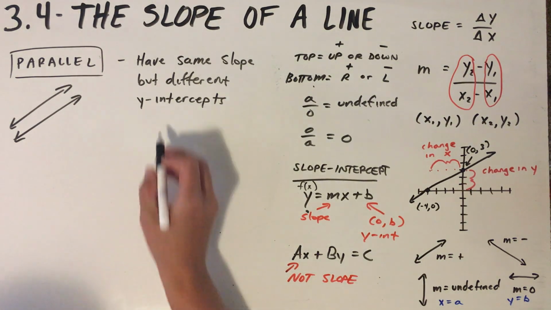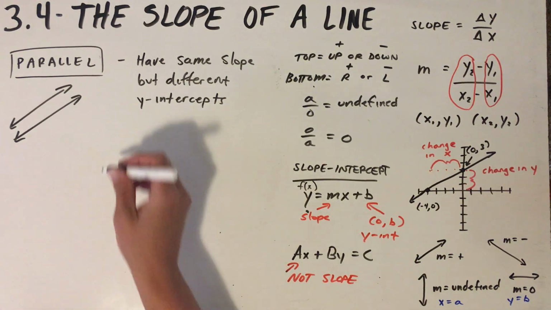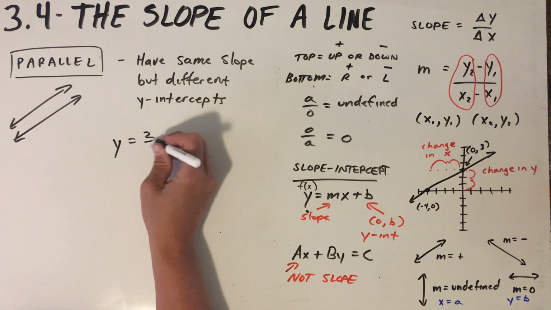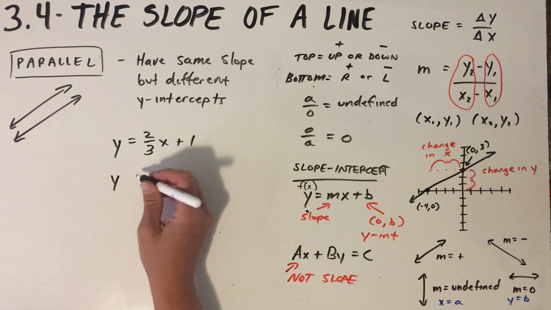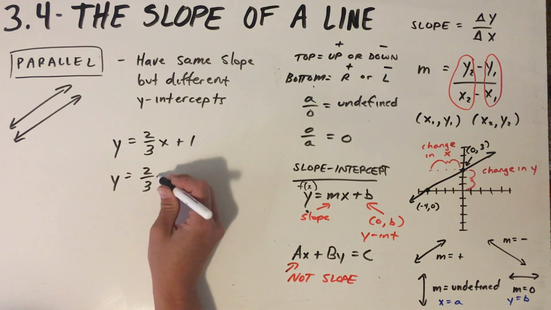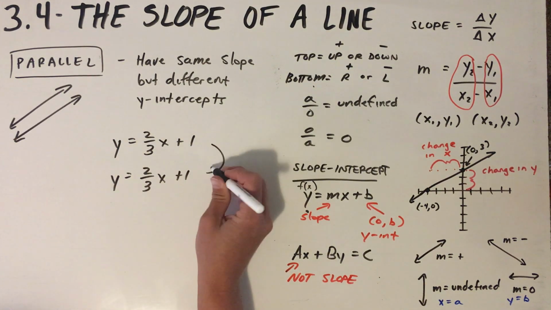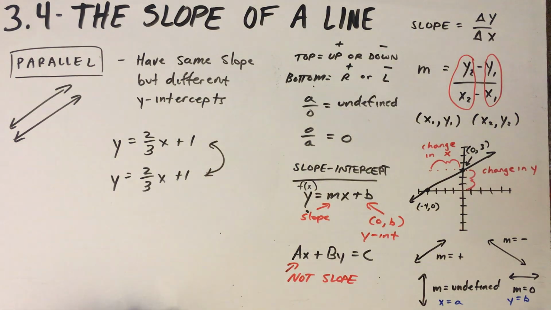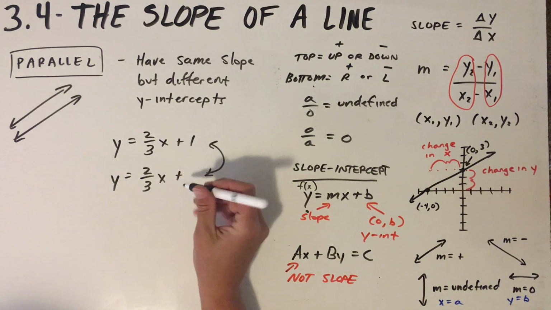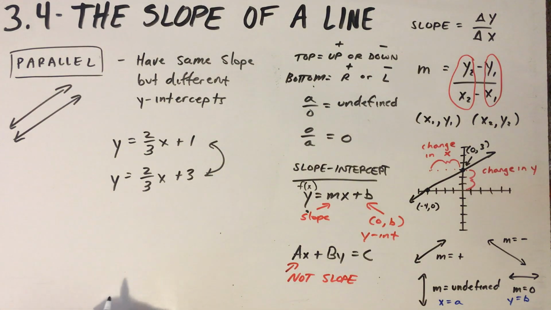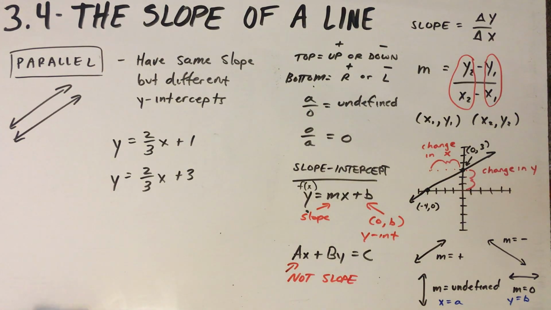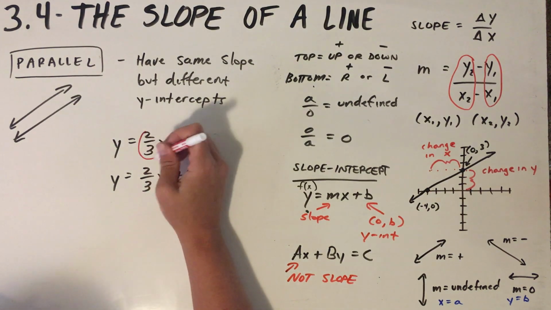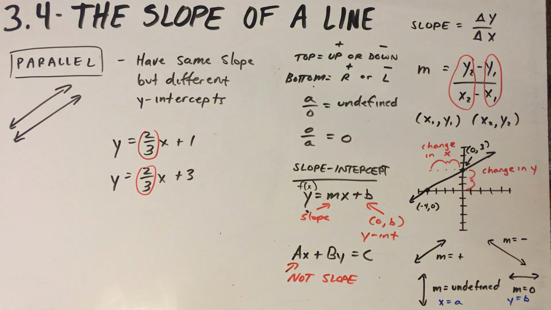The reason why they have to have different y-intercepts is because if I had a line and a second line with the same slope, and they have the same y-intercept, you can see they're literally the same line. So in order for them to be parallel, they have to have a different y-intercept, otherwise they would be the same line. Okay, but again, note here that they have the same slope. This is the definition of a parallel line.